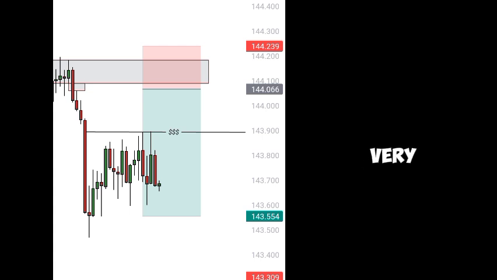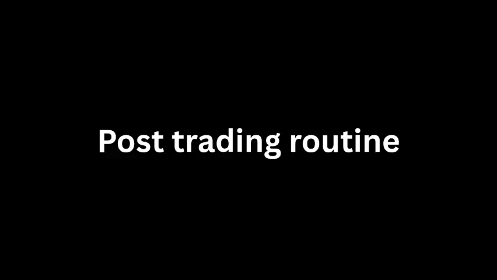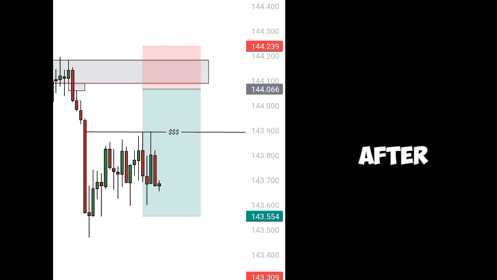Now, this is very important. What you do after your trade closes is just as important as what you do during the trade and what you do before the trade. So we have the pre-trading routine, we have the trading routine, and then we have the post-trading routine. What do you do afterwards? What you do afterwards is very important.